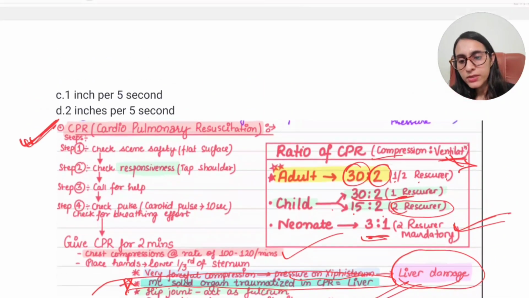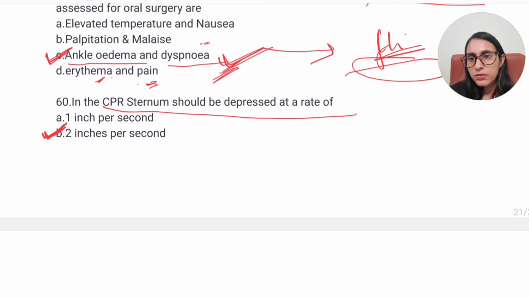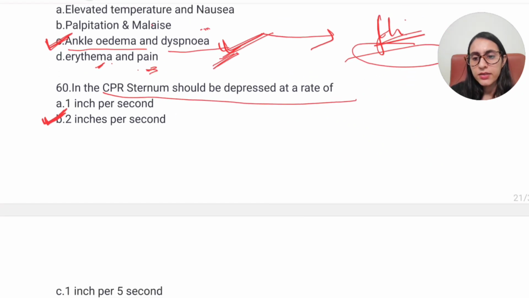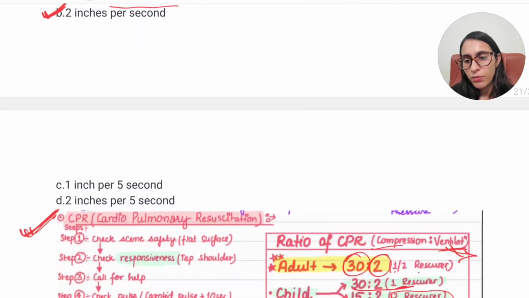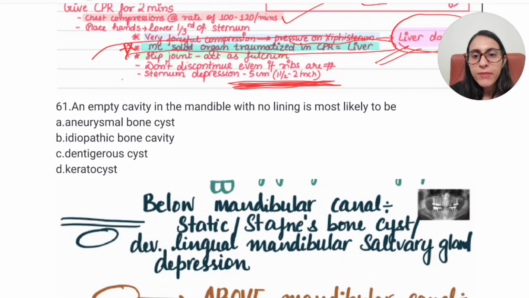So in CPR, it is recommended to perform chest compression approximately 2 inches, about 5 centimeters deep, at a rate of 100 to 120 chest compressions per minute. So 1 inch per second, this rate, the chest compression should be deeper than that, and at a faster rate in CPR. Then option C is 1 inch per 5 seconds. This rate is too slow for CPR. Or 2 inches per 5 seconds. Again, this rate is slow.